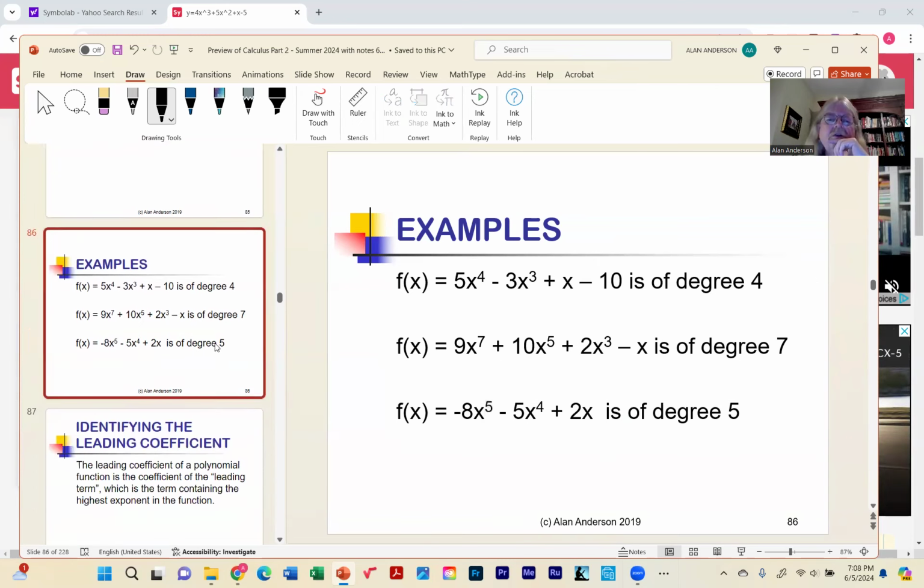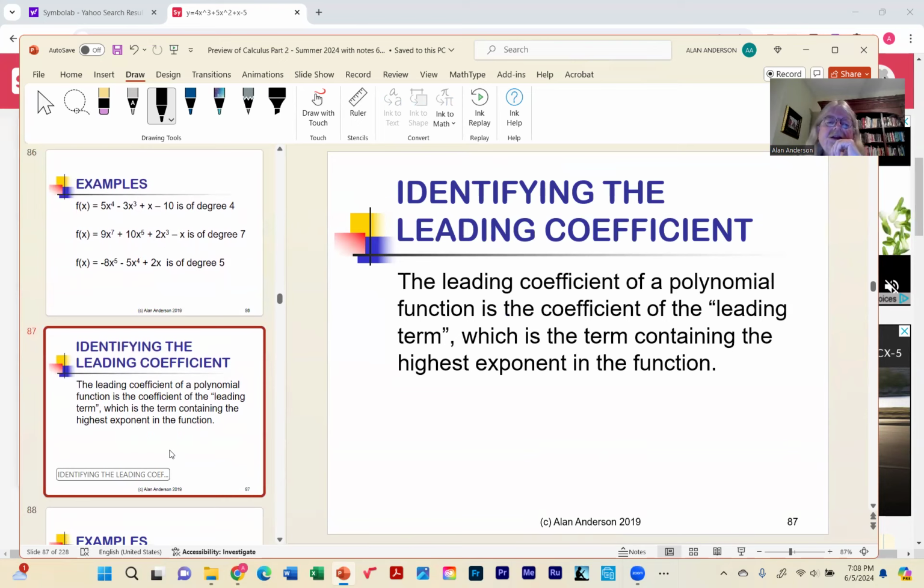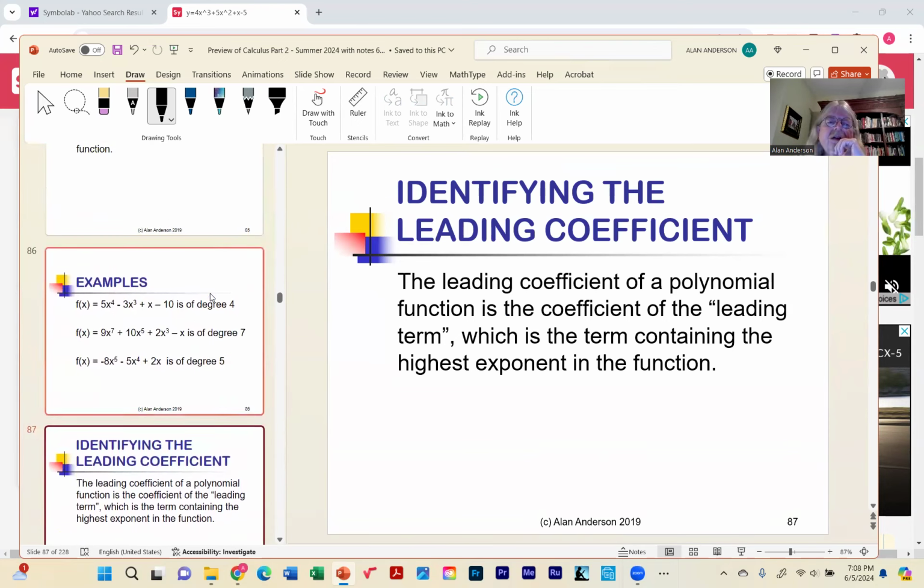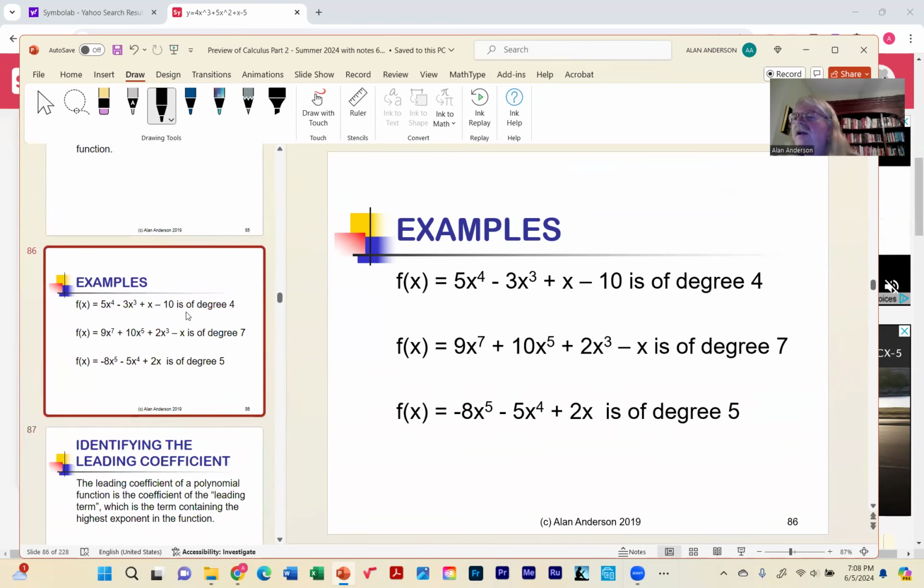Then we also have this notion of the leading coefficient. It's very straightforward. All it is is the coefficient of the term with the highest exponent. So in other words, here we would have the 5, 9, and -8. That is defined as the leading coefficient.